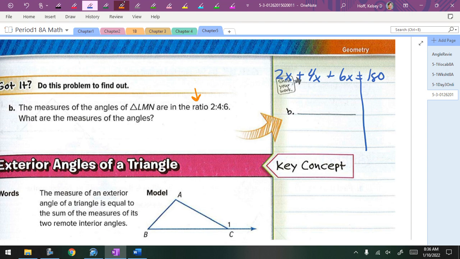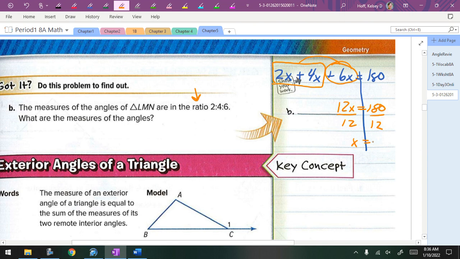Now we're combining like terms. 2 plus 4 plus 6 more is 12x equals 180. Then I should divide by 12 on both sides. X equals 15. Am I done? Now I got to multiply. Sam, what do I need to multiply?